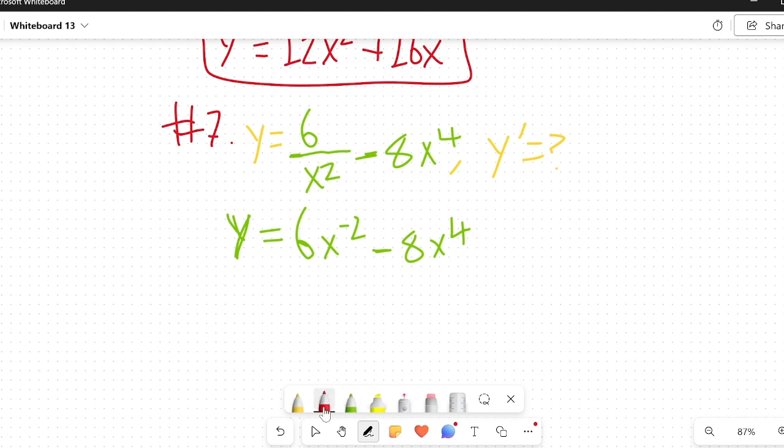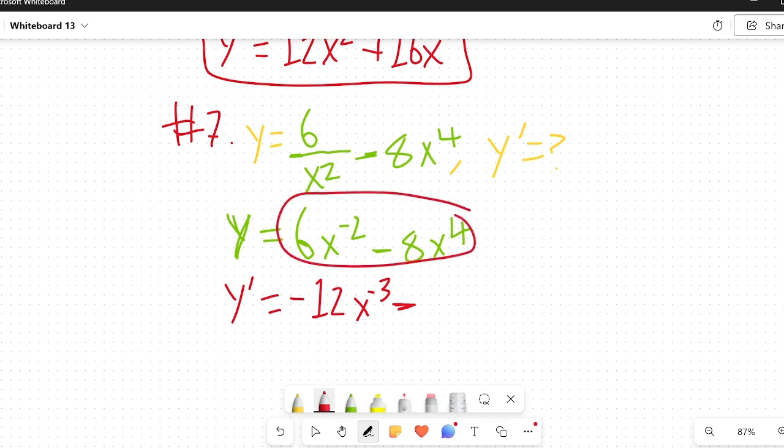So now if we wanted to find y prime, remember, bring this negative 2 out in front. It's going to become a negative 12 x, we reduce this power by 1, so it's going to become x to the negative 3. And then we are going to subtract, right? We can just subtract this because the subtraction rule says that to find the derivative of this whole thing, all we have to do is find the derivative of this part and the derivative of this part, and then find the difference between the two.